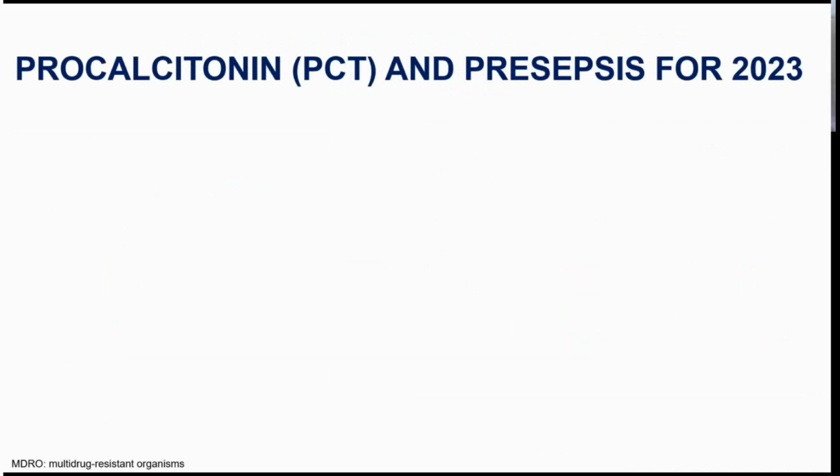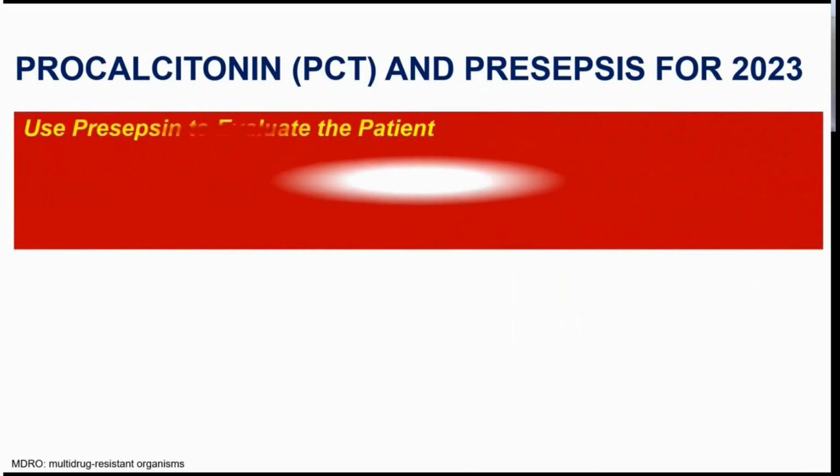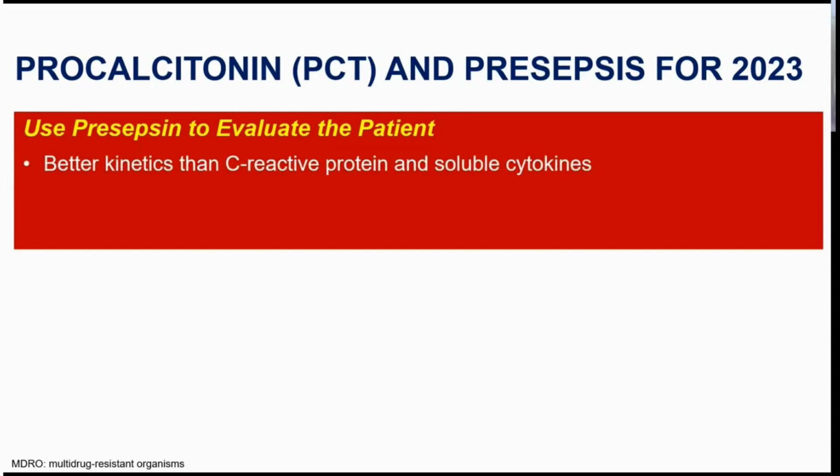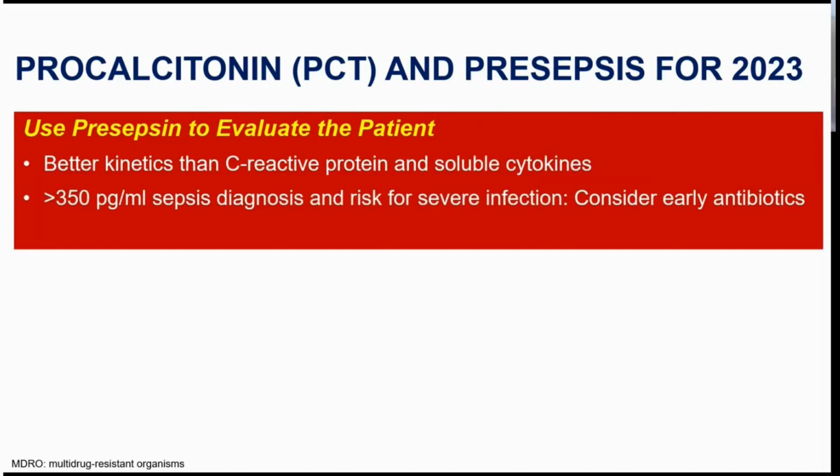So, I would like to close my talk for this evening by delivering some key conclusions. I presented 2 different biomarkers, and they provide different clinical impact on the patient. They are fully complementary. You use presepsin to evaluate the patient, with no doubt better kinetics than C-reactive protein and soluble cytokines. A concentration of more than 350 picogram per ml is diagnostic of sepsis and risk for death by severe infection, and leads you to consider immediate start of antibiotics.